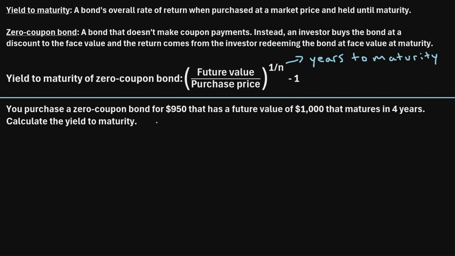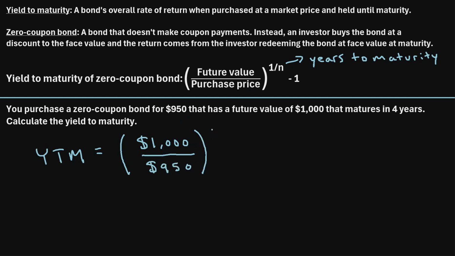It says you purchase a zero coupon bond for $950 that has a future value of $1,000 that matures in 4 years. Calculate the yield to maturity. So the yield to maturity, let's abbreviate it as YTM, of this zero coupon bond is going to be the future value. So the future value is $1,000 divided by the purchase price. So we're purchasing this for $950. So that will be our purchase price.